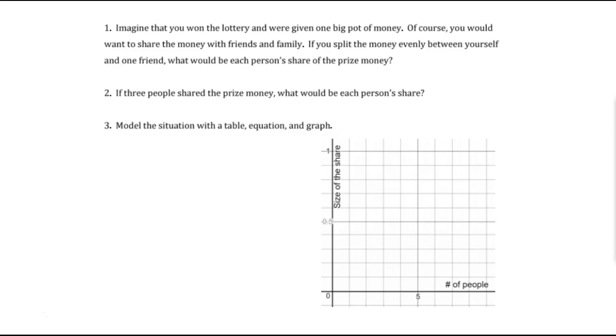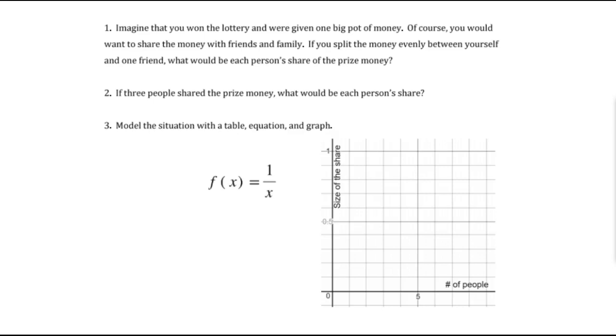If there are 3 of us, we would divide it by 3, 1/3. If we were to model this situation using our multiple representations, we'll need tables, equations, graphs. If I think about that equation, I'm taking the one whole and dividing it by however many winners or however many people there are. So my equation would be f of x equals 1 divided by x, with x being the number of people that will be sharing the prize.